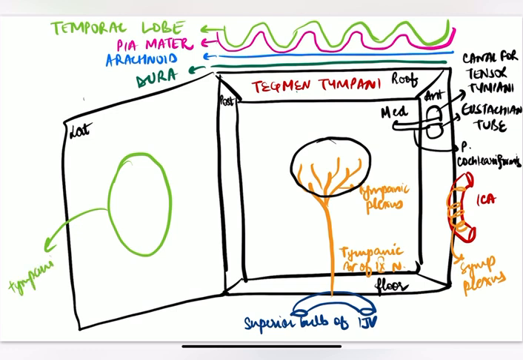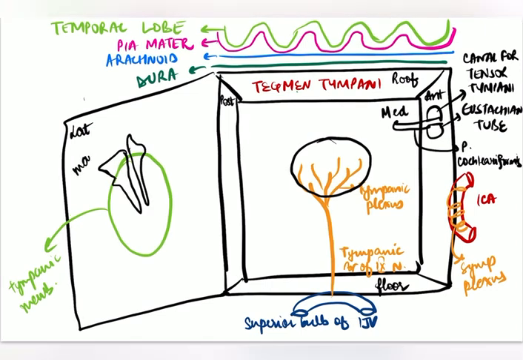Now, two ossicles are present here. One is the malleus, one is the incus. Malleus is hammer shape, incus is anvil shape. We have stapes as well, but stapes is stirrup shape and it covers the foot process of it covers the oval window, which we'll show in some time.